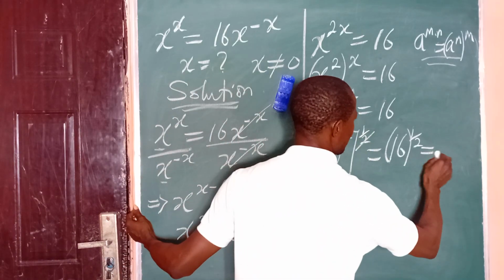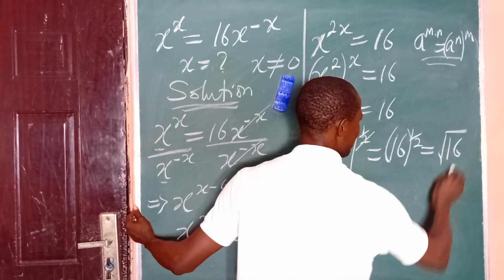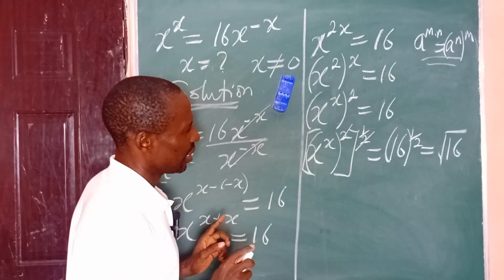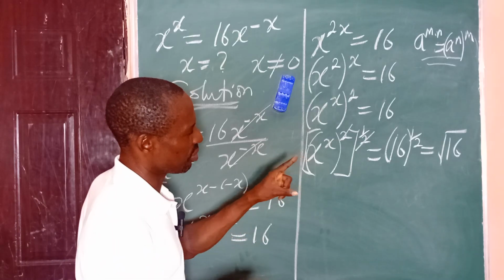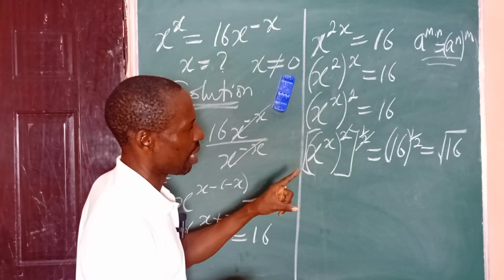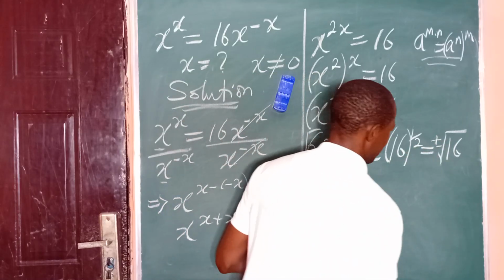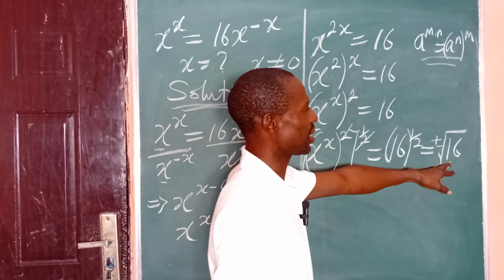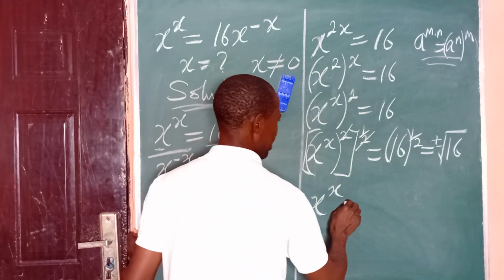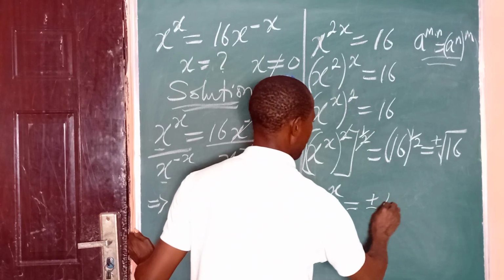And what is 16 to the power of 1 over 2? It is the square root of 16. Right? Good. From here, if we take the square root of 16, definitely that is going to give us plus or minus. So we are going to have plus or minus 4. So we have x to the x equal to plus or minus 4.